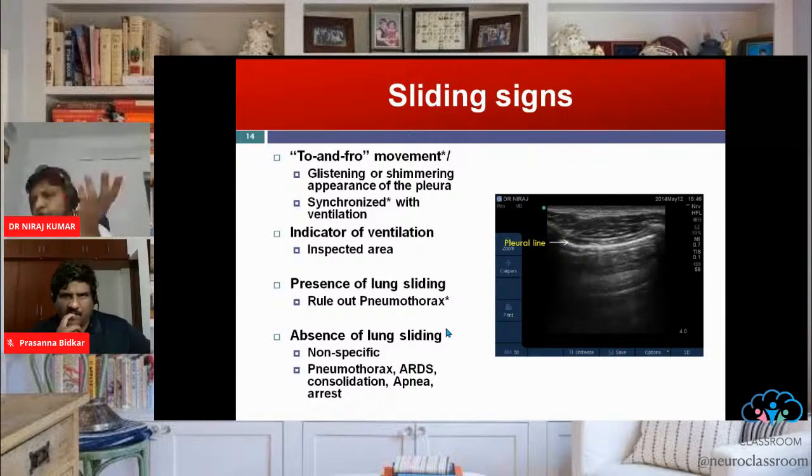You must have seen that in children there is frequently a right-sided bronchial intubation. So if there is a right-sided bronchial intubation, on the right side the sliding sign will be present, but on the left side the sliding sign will not be present because of left-sided apnea. So always remember this sliding sign is a landmark when you want to learn lung ultrasound. The sliding sign is a very, very important thing you have to learn.